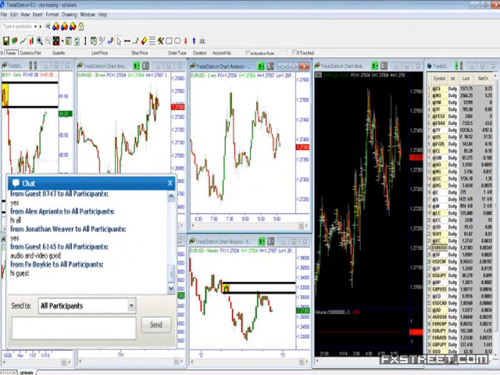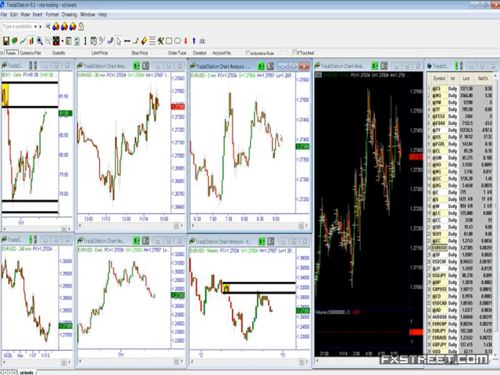We just had a tiny little shorting opportunity in the euro here, but nothing that great. Let's move on.